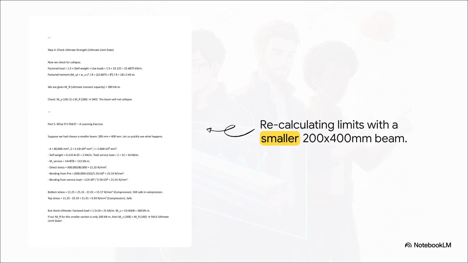If you look at the math for the everyday loads, the top and bottom stresses remain perfectly safe in compression. It passes the daily comfort test with flying colors. But the second we apply that 1.5 load factor for the ultimate limit state, the factored moment jumps to 168 kilonewton meters, completely surpassing its hypothetical capacity of 160. It entirely fails the ultimate strength test. It's a perfectly smooth ride right up until the exact moment it catastrophically collapses.